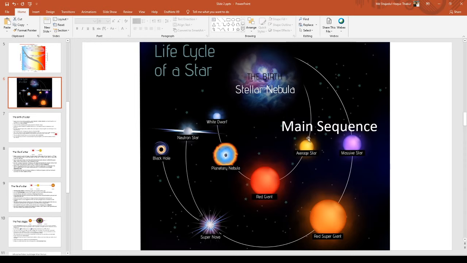Again, you don't need to write this in the exam. You just need to write nebula to main sequence. Don't write average star or massive star as the stage. This is to remind you of the life cycle.